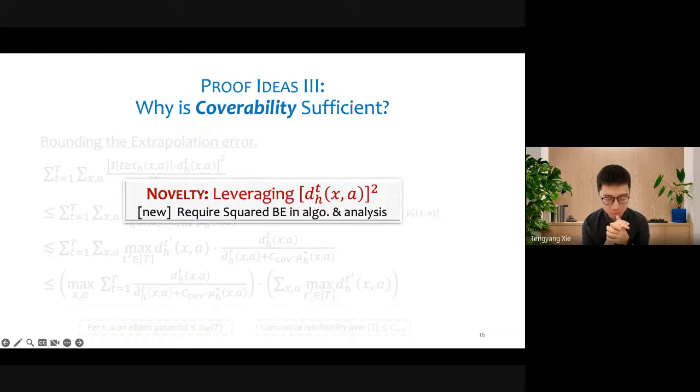And maybe one thing I should emphasize is the key novelty here is we explicitly leverage the density square, whereas in most of the prior work, they usually either use the average Bellman error or relax the squared Bellman error to the average Bellman error. Then they don't have this density square over density term. And that is the key difference. The new information we get from it is we may want to use the squared Bellman error explicitly in both algorithm and analysis to get a tight bound. Okay? Questions?